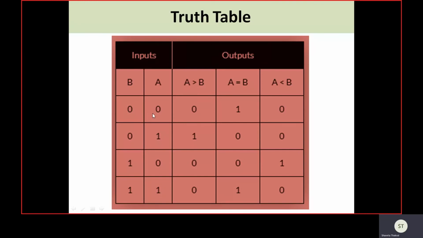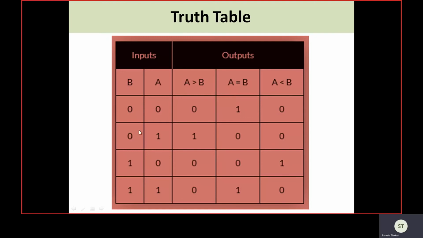If both are 0 0, we are taking three output lines for the three types of decisions. If B is equal to A and both are 0, then the decision will be in favor of A equal to B. So this output line will be high to indicate that A is equal to B, and the rest of the two output lines will be 0.